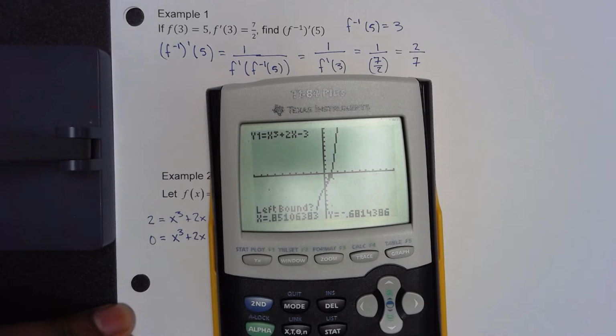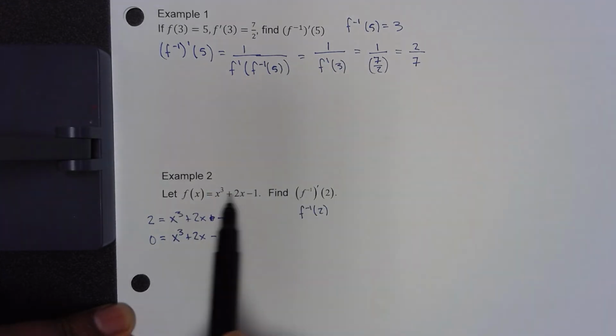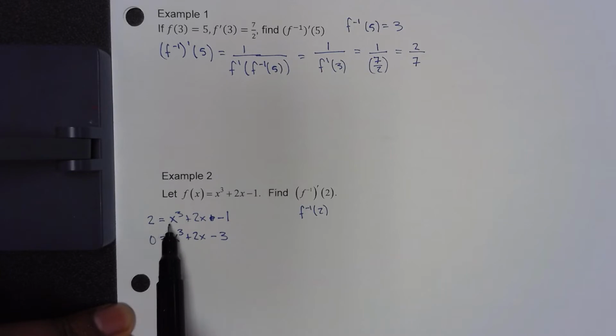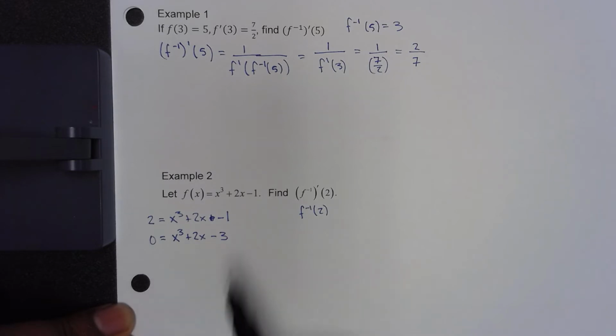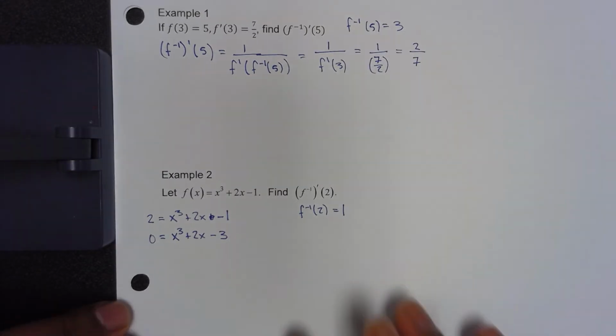We'll get really close. Press enter, we get x equals 1. So what we did again was set our function equal to the value for which the input we want to find. So we get 2 equals x cubed plus 2x minus 1. We subtract 2, we get x cubed plus 2x minus 3. So this means that f inverse of 2 equals 1.